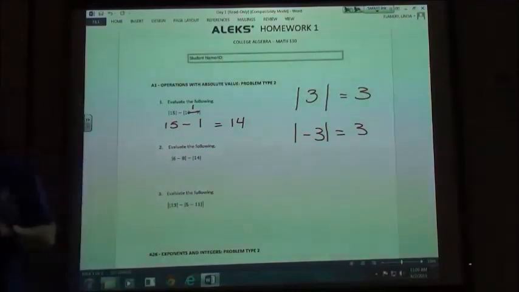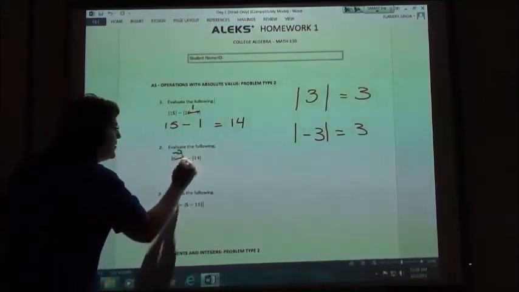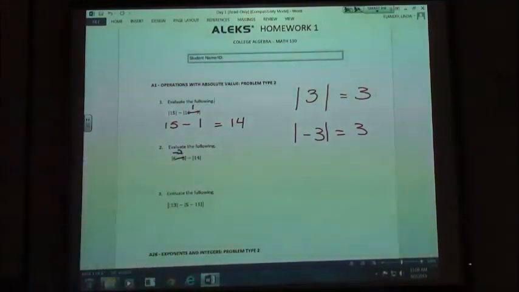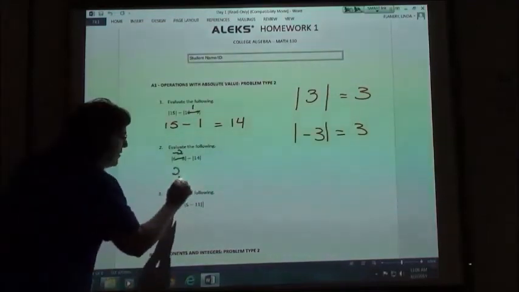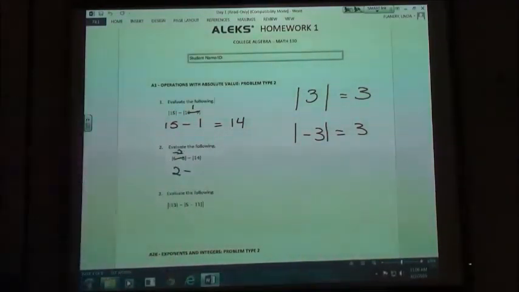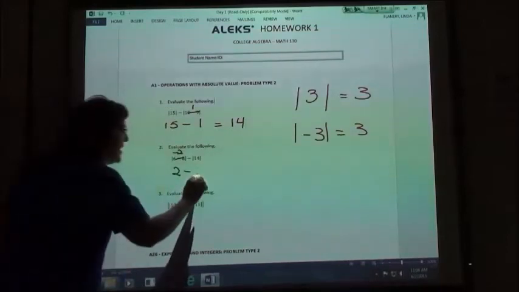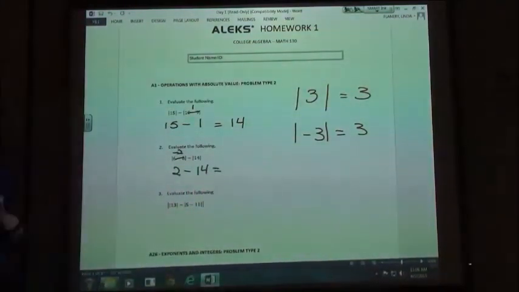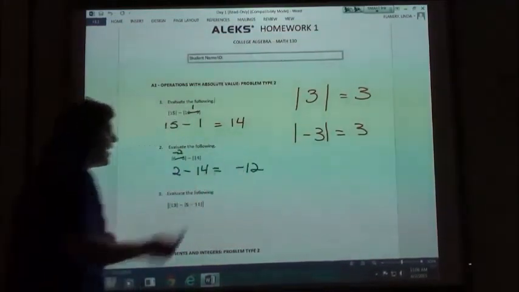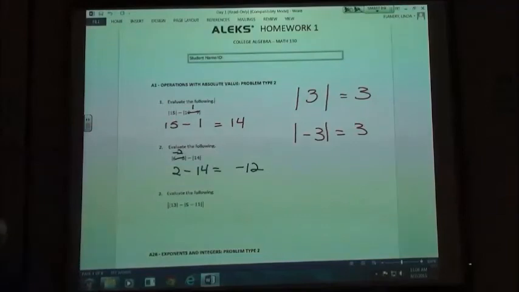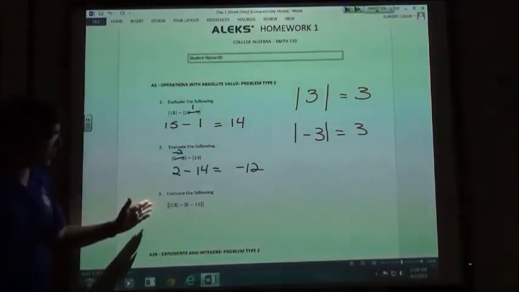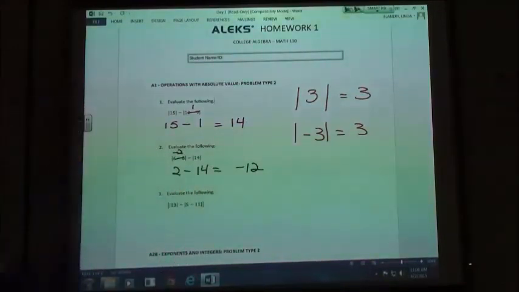6 minus 8, then, if I do inside the absolute value, is -2. So the absolute value of -2 would make that 2. There's a minus sign in between. The absolute value of 14 is 14. And 2 minus 14 is -12. This one does stay negative because we don't have the absolute values on the outside, which would change it to a positive like that third question does. So you'll notice on the third one we have the extra set of absolute values. We know that final answer is going to be positive, but we still have to do the problem.